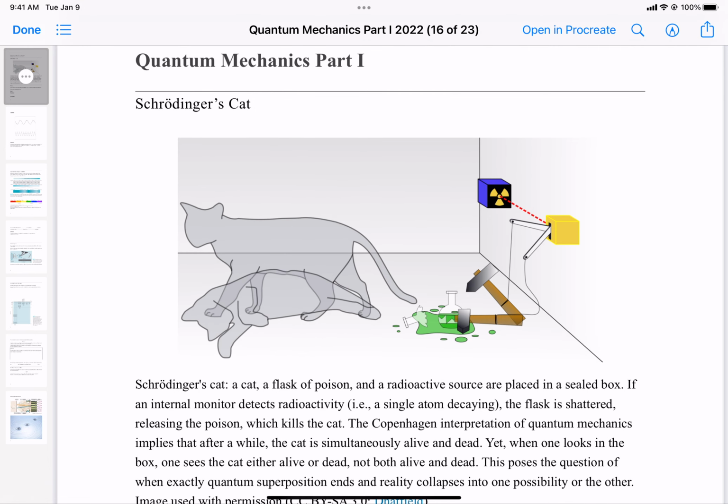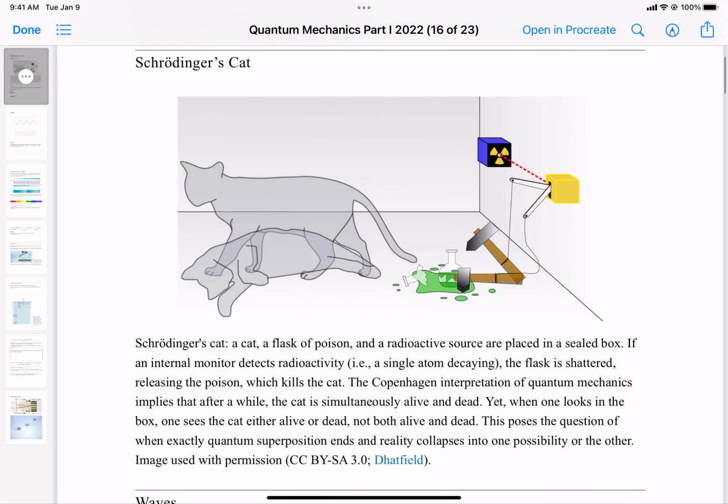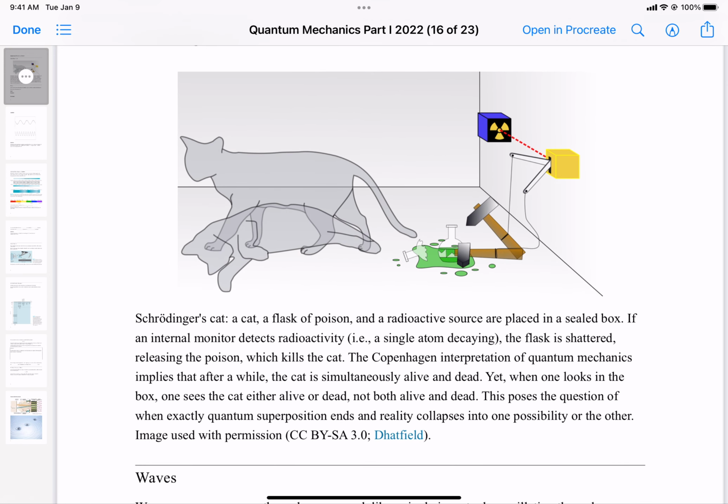Don't worry, no cats were harmed in this experiment. This is a thought exercise. Here's our scenario: we have a cat, a flask of poison, and a radioactive source placed in a sealed box. If the box detects some sort of radioactivity, which is basically a single atom decaying into another atom, or another element, or some other particle, the flask will shatter, because it triggers the hammer to shatter the flask. That will release the poison, which kills the cat.